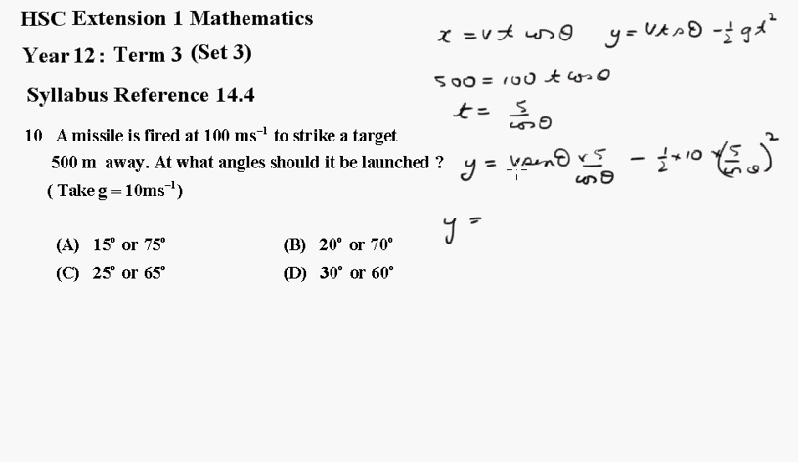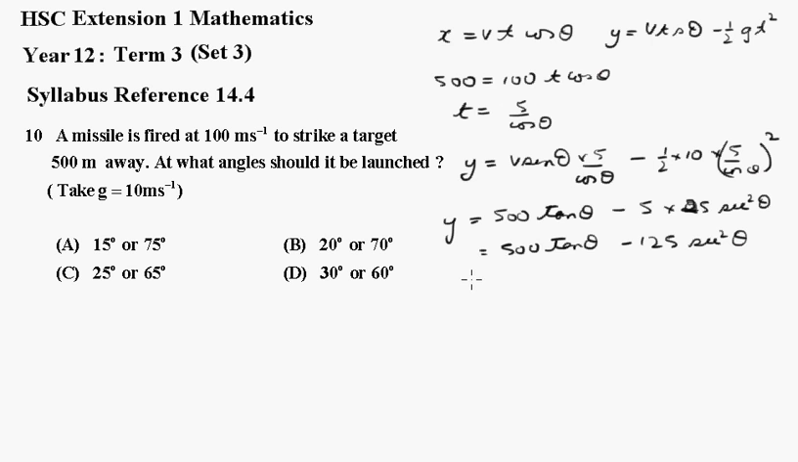Now remember V was 100, so that's 500 tan theta minus 5 times 125 on cos squared theta. Take it up the top. Now this is, that's going to be 5 times 25 there. So that's going to be equal to 500 tan theta minus 125 sec squared theta.